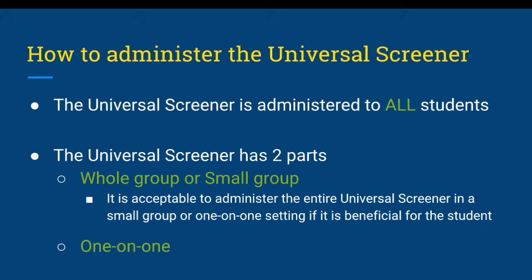If it's best for the student to take the entire universal screener in a small group and then do one-on-one, that is acceptable. If your student has any accommodations, those accommodations can be used during the universal screener administration.